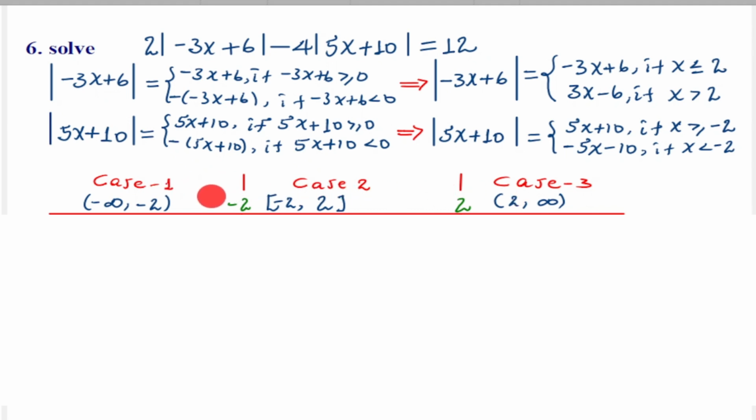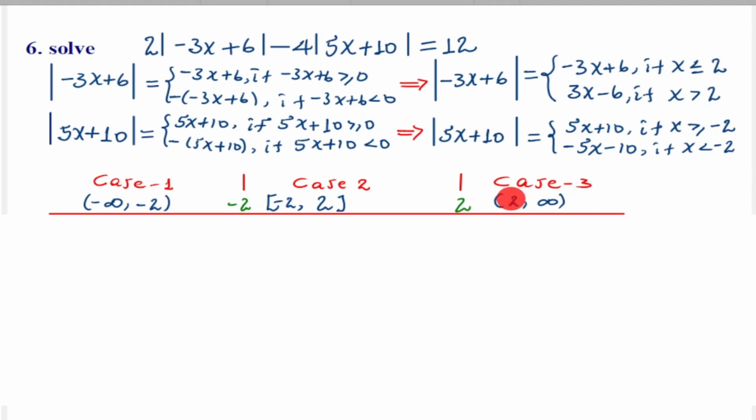So for case 1, below minus 2, it doesn't include minus 2. Why? Below minus 2, there is less than only, there is no equal sign here. And for case 2, a closed interval from minus 2 to 2. Why do we make a closed interval at minus 2 here? Here is a greater than or equal to sign. Why do we make it closed at 2? Here x is less than or equal to 2, there is an equal sign here.